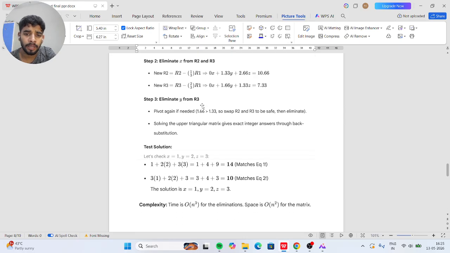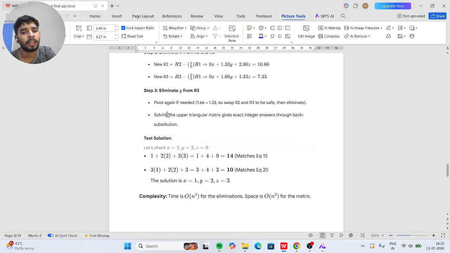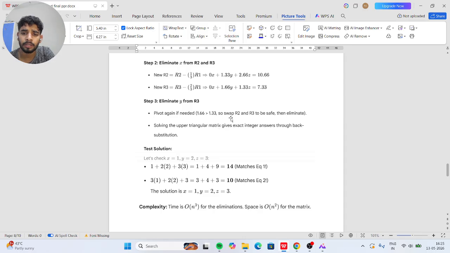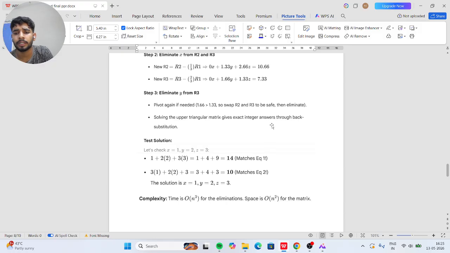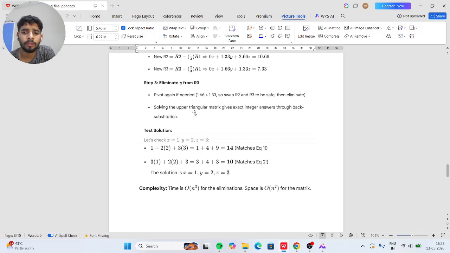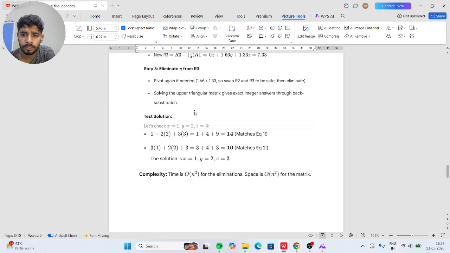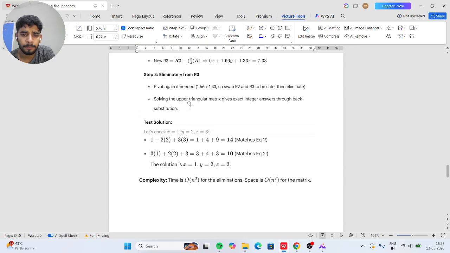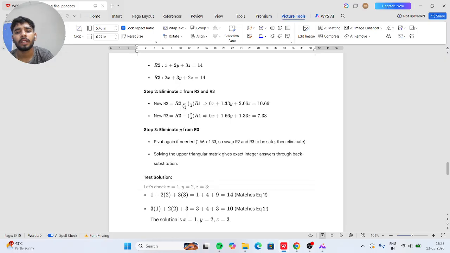Now we eliminate y from R3. We will again perform the pivot if needed. You will see that 1.66 is greater than 1.33, so we will swap R2 and R3 to be safe, then eliminate. Now we solve the upper triangular matrix, giving the exact integer answer through back substitution. Here, by substituting, as you can see, these two get 0.